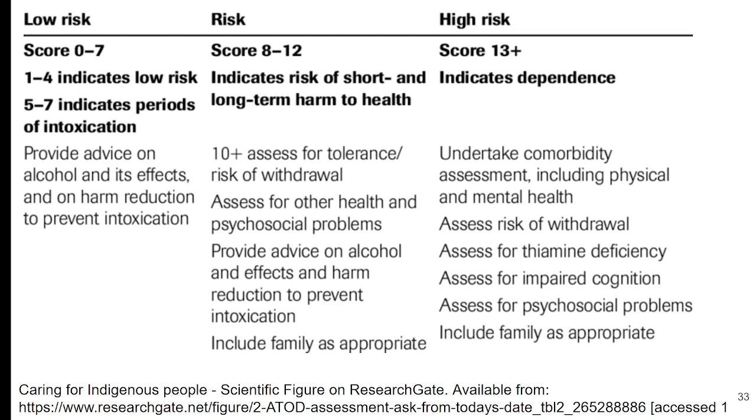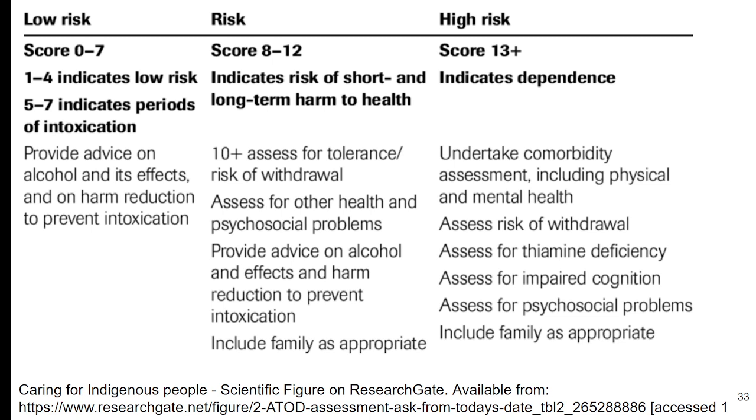So there are two issues: one dealing with alcoholism and the other is alcoholic liver disorder. Now before going into the liver disorder, I would like to have some idea about the universal guidelines about how to deal with alcoholism. Generally, the same score system is also categorized into three: low risk, moderate risk and high risk categories. In the low risk category, where the score is 0 to 7, the protocol suggests to provide advice on alcohol and its effects and harm reduction to prevent intoxication, so that it has to be regulated.